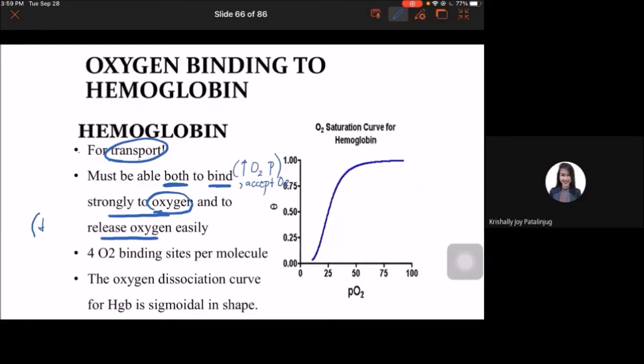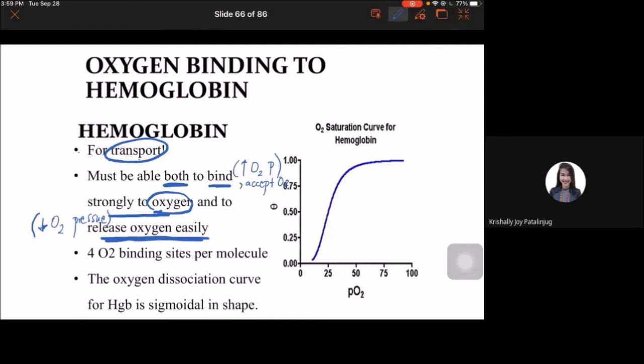So very good. Kapag mababa yung oxygen pressure, so halimbawa sa tissues, low yung oxygen pressure, low yung oxygen doon. So, cooperative binding ang meron si hemoglobin. Nanginahanglan si tissues, kulang ng oxygen, ibibigay niya yan. It will release oxygen easily. So that's why it has the ability to both bind strongly to oxygen and then release oxygen easily, depending on the changing oxygen pressure.